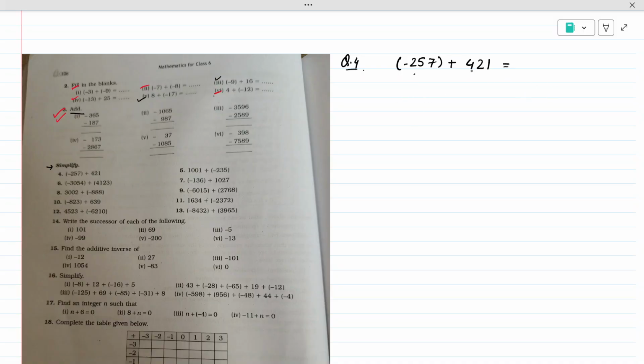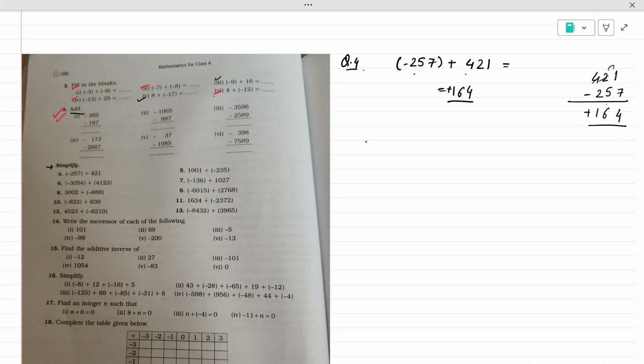So how can we solve it? This is simple subtraction. Okay. So from 421 we are subtracting 257. So 11 minus 7 is 4 and 1 is left over. 11 minus 5 is 6 and then 3 minus 2 is 1. So our answer will be positive. Why? Because the bigger number is plus. So the answer is plus 164 here. Similarly, we can do the other questions.